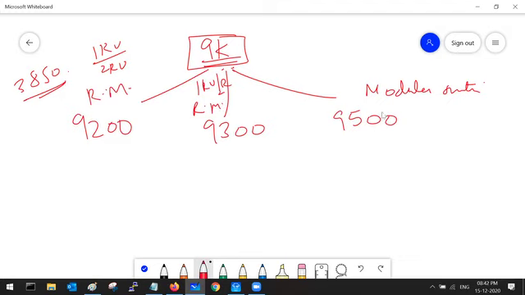Whereas 9500 is similar to Nexus 7K. It's a modular switch, so we have different types of modules on it. So 9200 and 9300 don't have modules. They don't have a supervisor engine. They don't have line cards. They don't have fabric modules. It's a rack mount switch; there's nothing fancy in it.